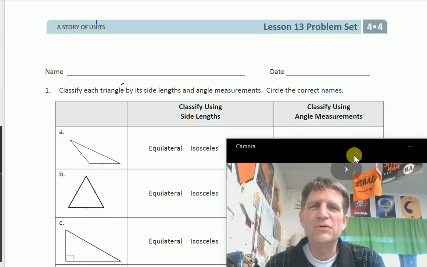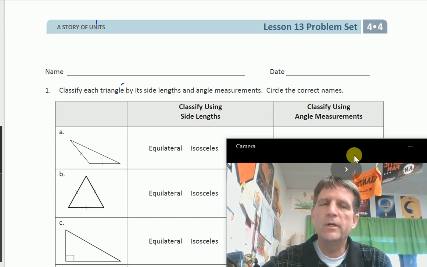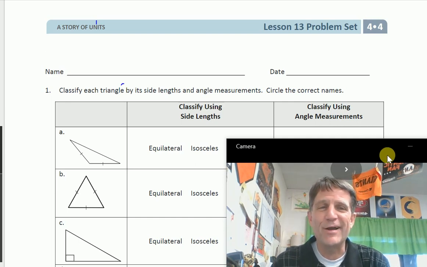Alrighty, welcome to Module 4, Lesson 13, the problem set. And in this problem set, we are going to analyze and classify triangles based on length, angle measurement, or both. So let's get started. All about triangles.